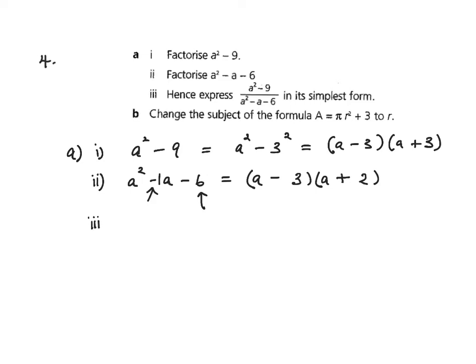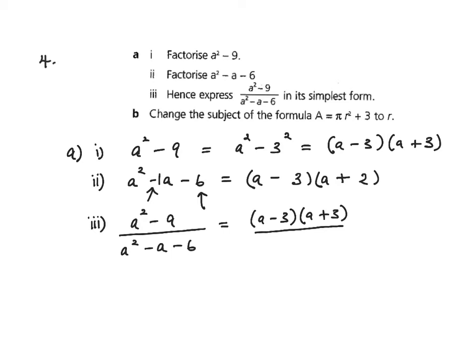Part 3, a squared minus 9 over a squared minus a minus 6. And that's a minus 3 on top, and a minus 3, a plus 2 on the bottom, and I hope you can see that these two cancel here, and we're left with a plus 3 over a plus 2.